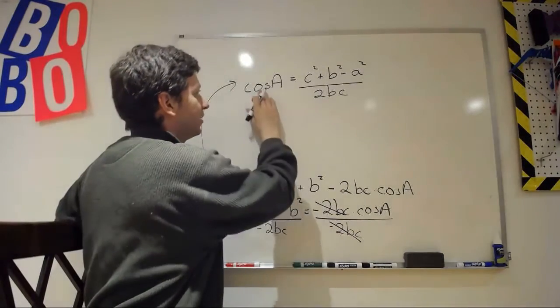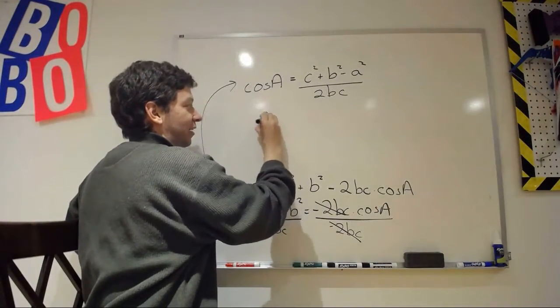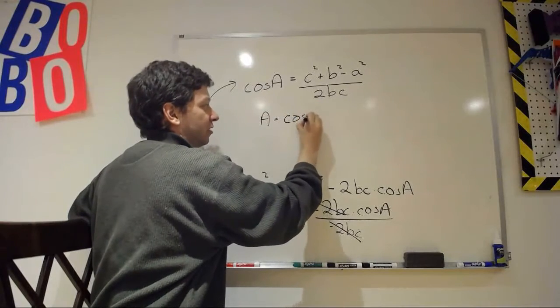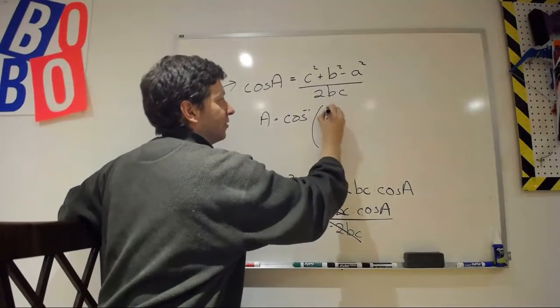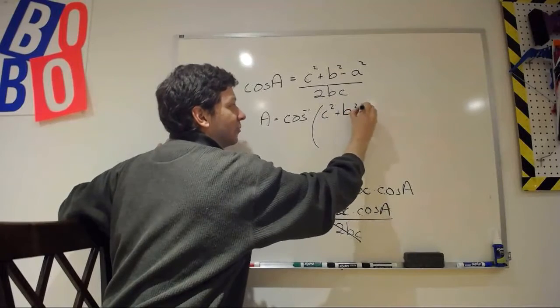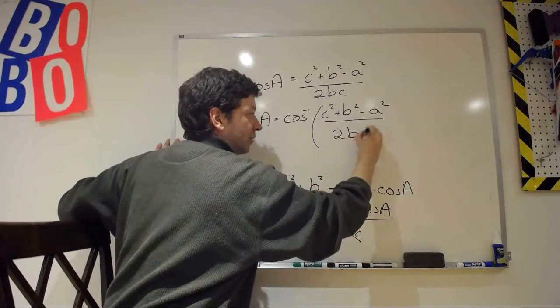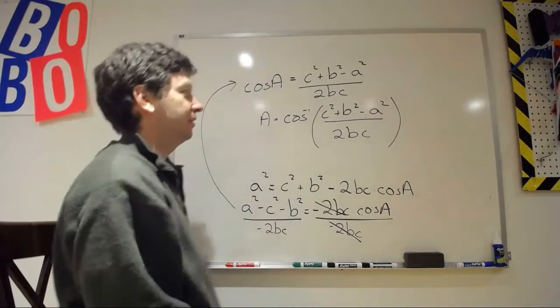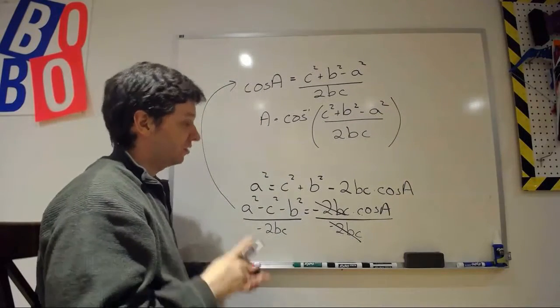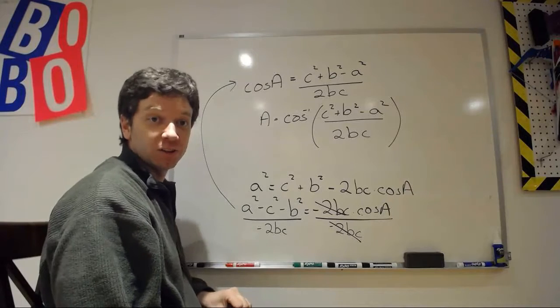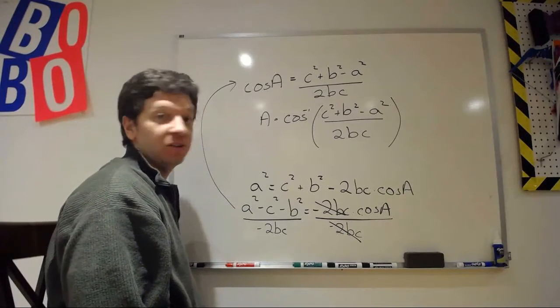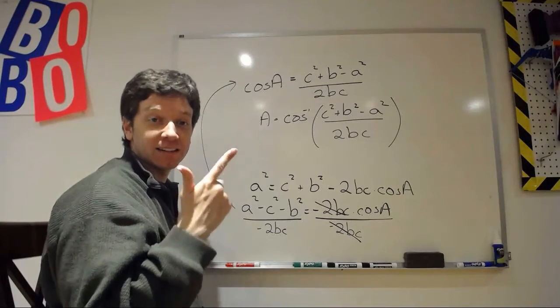And then you can take the inverse cosine. So A equals the inverse cosine of this, C squared plus B squared minus A squared over 2BC. So the cosine law is very helpful. You can use it to find any angle if you know all three sides, and you can use it to find a third side if you know SAS, side angle side.